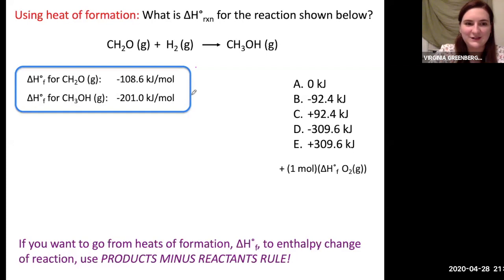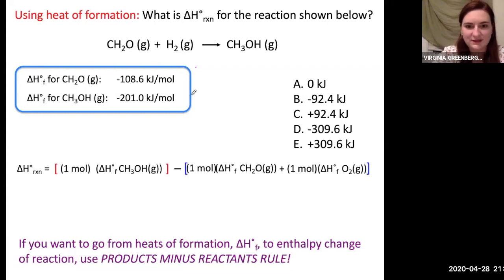Okay, welcome back. Thanks for pausing me and giving this problem an honest shot. Let's go ahead and solve it together. So we're going to do products minus reactants. And so I'm going to have an expression like this, where I have 1 mole from this one coefficient times the delta H of formation for the methanol, minus then the 1 mole from the formaldehyde times its delta H of formation. And I'm also going to subtract off the 1 mole of H2 times its delta H of formation.